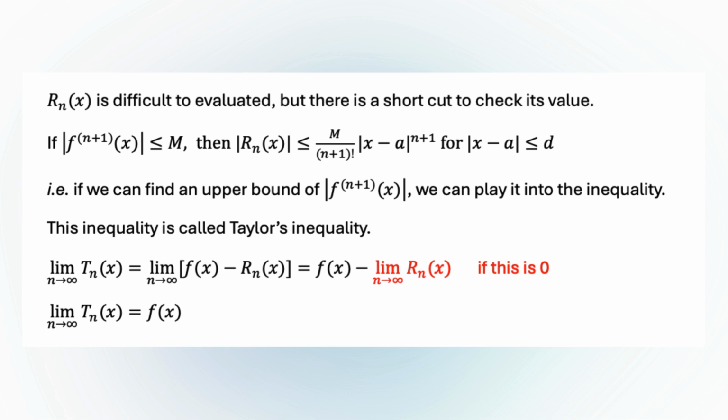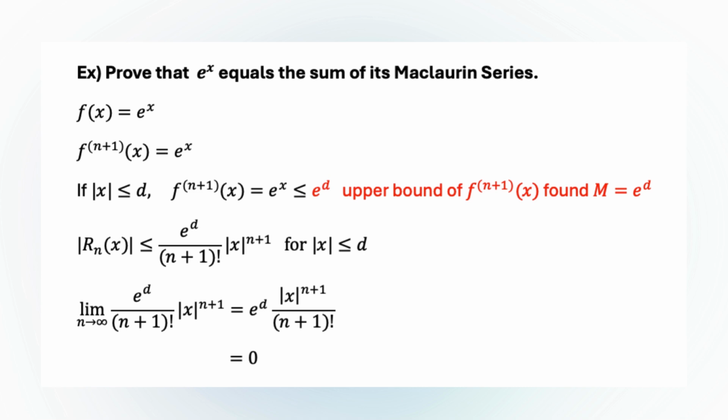That gives us this conclusion. The limit of T sub n of x as n approaches infinity equals f of x. We want to prove that e to the x equals the sum of its Maclaurin series. We start with the function f of x equals e to the x.